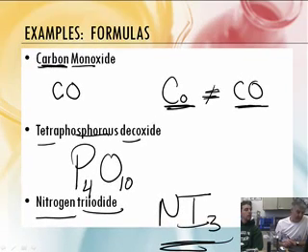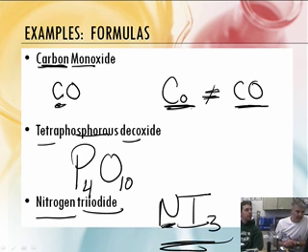Very simple. Now, I noticed something. There's no mono in front of nitrogen. It's not mononitrogen triiodide, and it's not monocarbon monoxide. Why is that? If you have only one of the first element, it's redundant to say monocarbon monoxide. So you just drop the mono if there's only one of them.